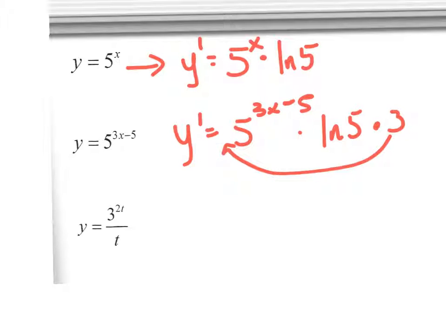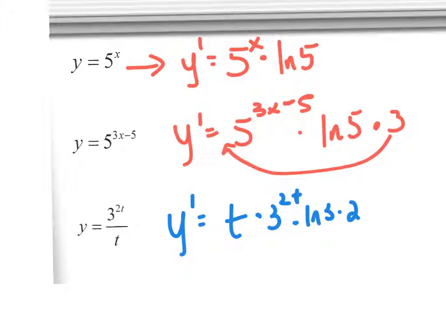Or you can use quotient rule, whichever one you would like to do. So I am going to use quotient rule. It gives you the same answer. So it's going to be low d high times ln of 3 times 2, because that's the derivative of your exponent, minus high d low, which is 1, so times 1, all over low, so t squared.